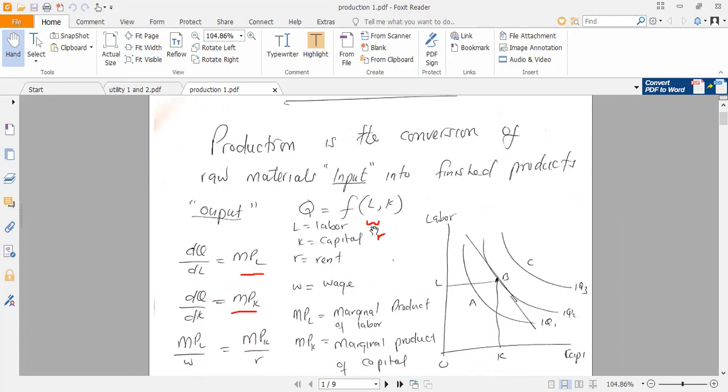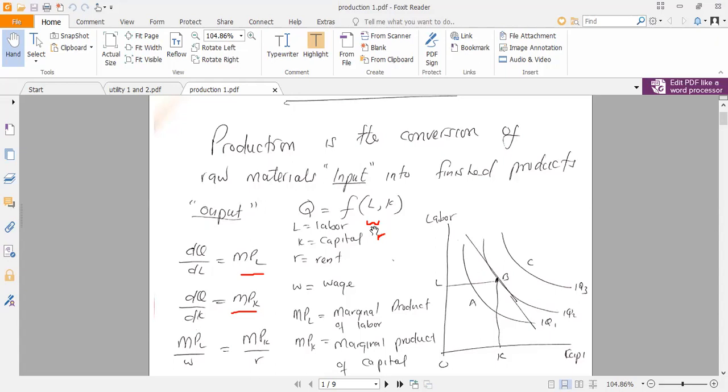I'm saying utility 2 and production 2 will be explained tomorrow after you learn calculus, because this is dependent on calculus. There's one person who hasn't learned calculus, so I'll do that tomorrow. I'm going to do utility 1 and production 1, then we are done for today.